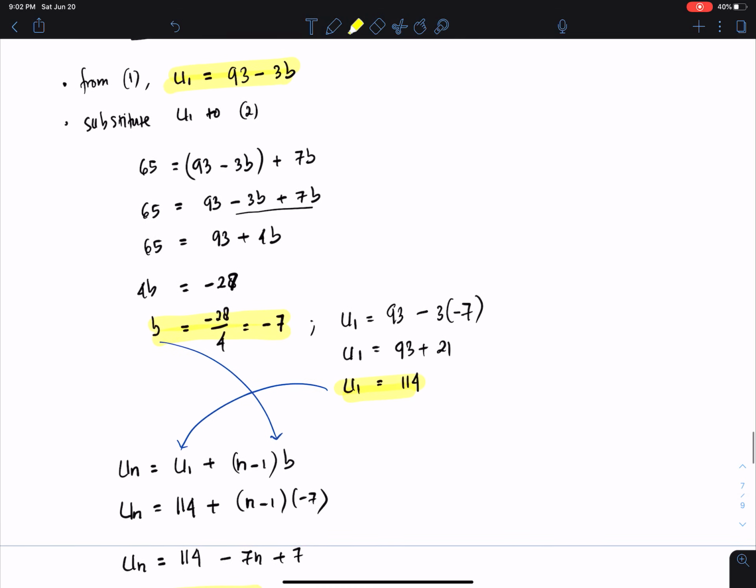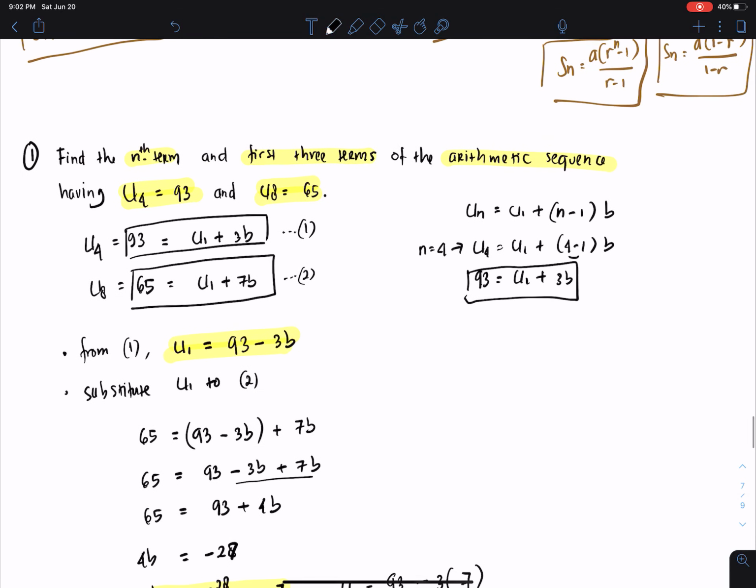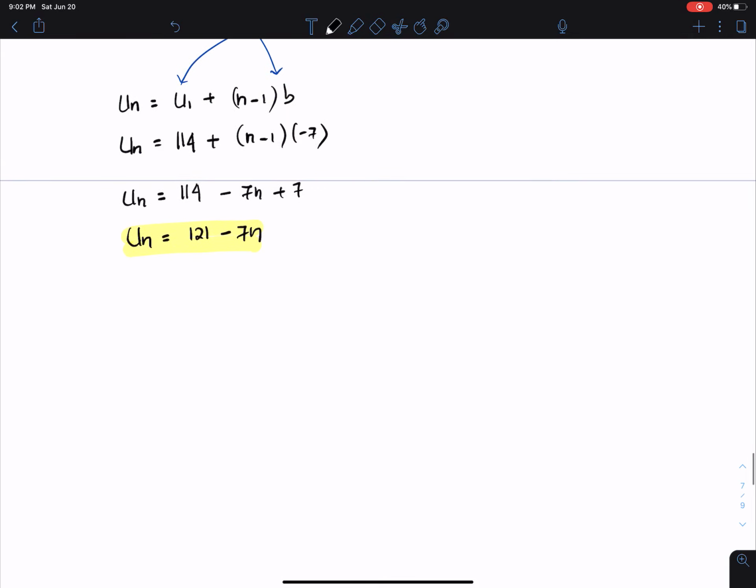The next one is asking for the first three terms, meaning U1, then U2, and then U3. As U1 we already know it's 114, and we know the difference is minus 7. So just subtracting 7 from this, we get 107, and then the next one will be 100, right?